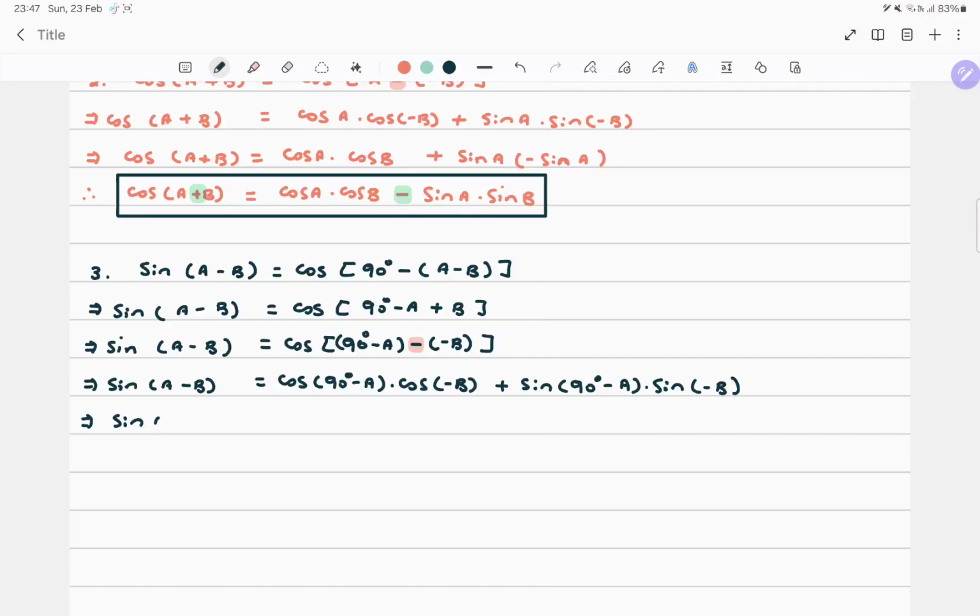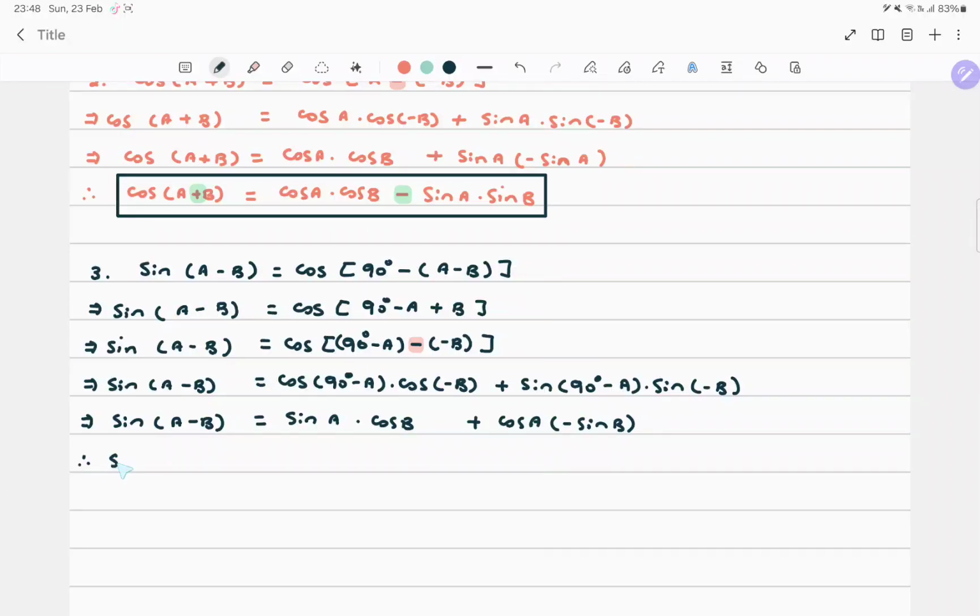We continue. Sine of A minus B is equal to, now we've got co-ratios here. This goes to sine A cos B, because cos of a negative angle is positive, plus this becomes cos A into minus sine B. Sine of a negative angle is like that.